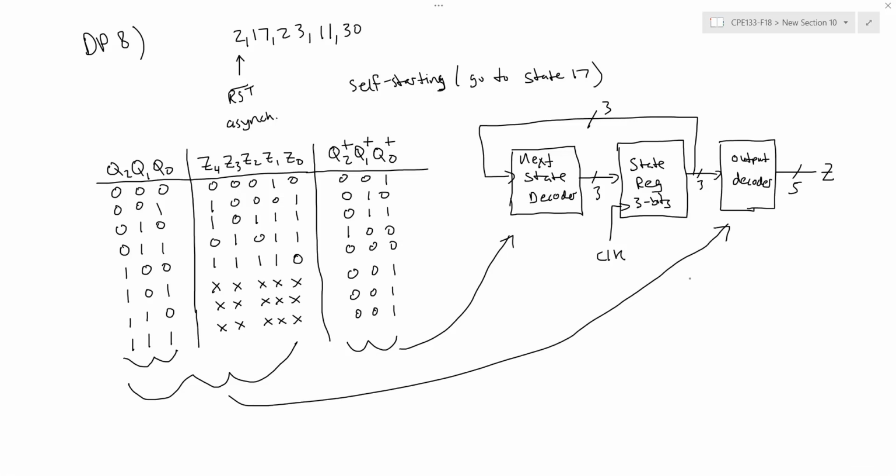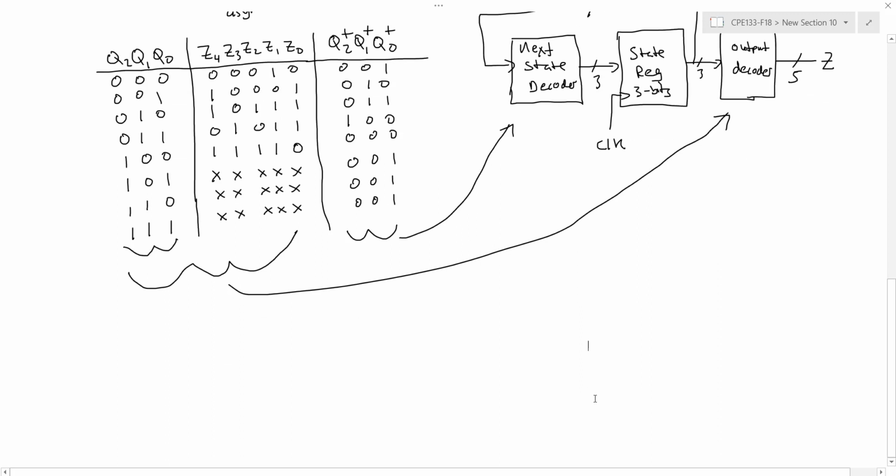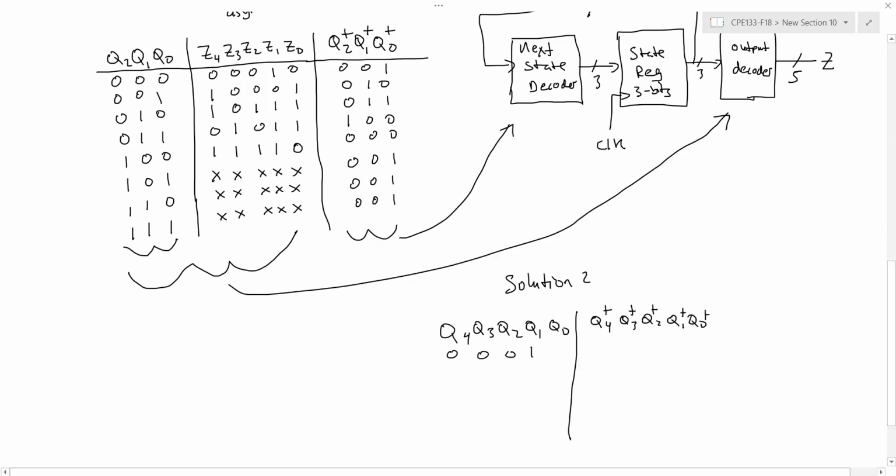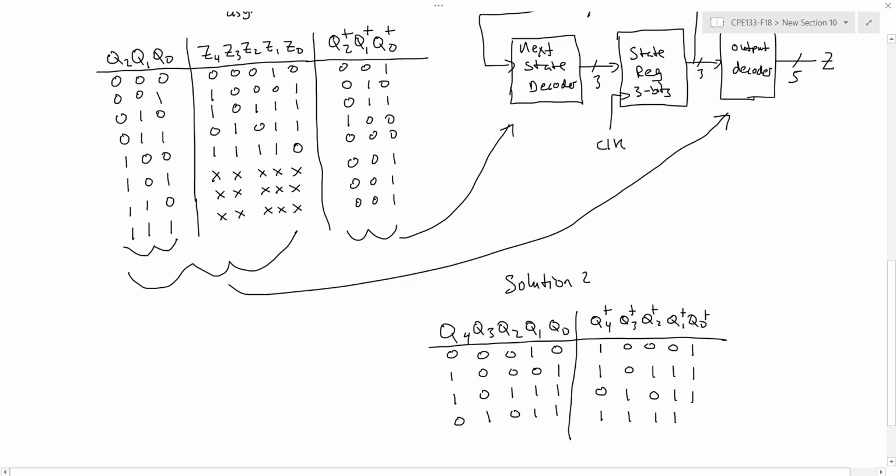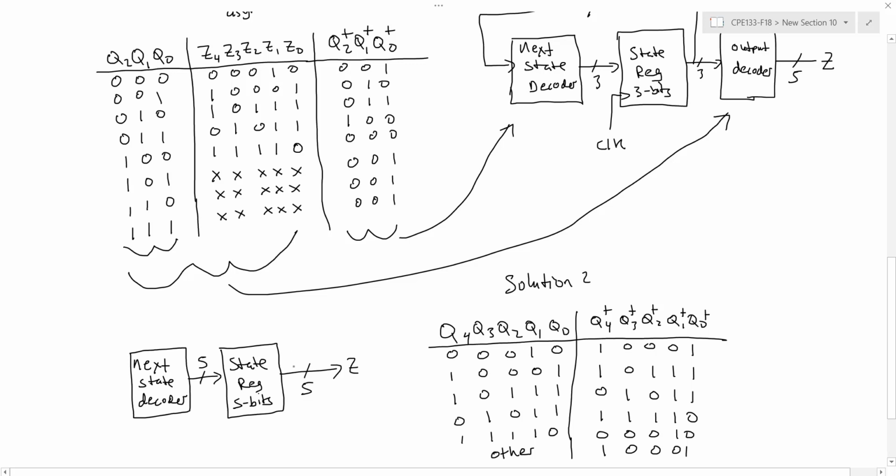Another way that I could design this circuit would be to use a state register that has 5 bits. And so this would be another solution. The trade-off being that now I have a larger register, 5 bits rather than 3, but now I won't need an output decoder because my output is just the state, the 5 bits of my state register.